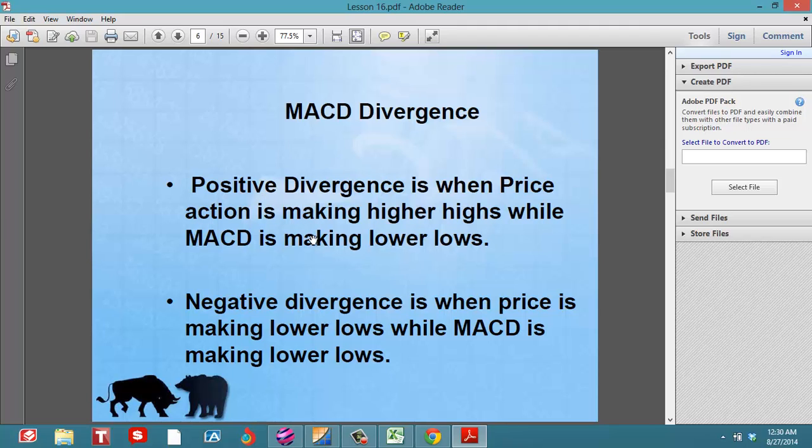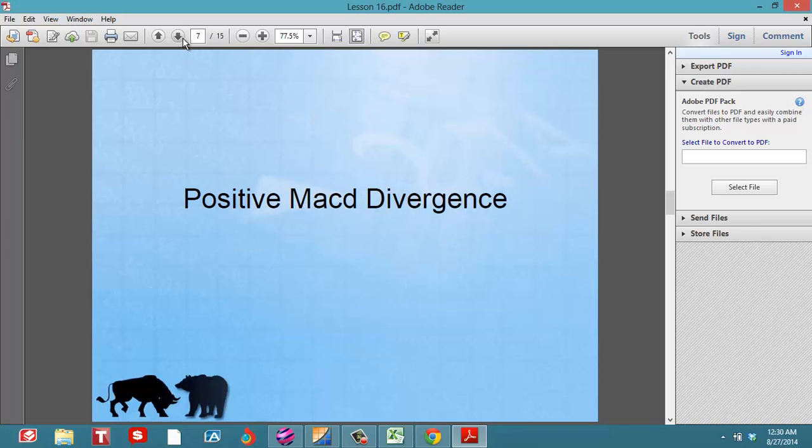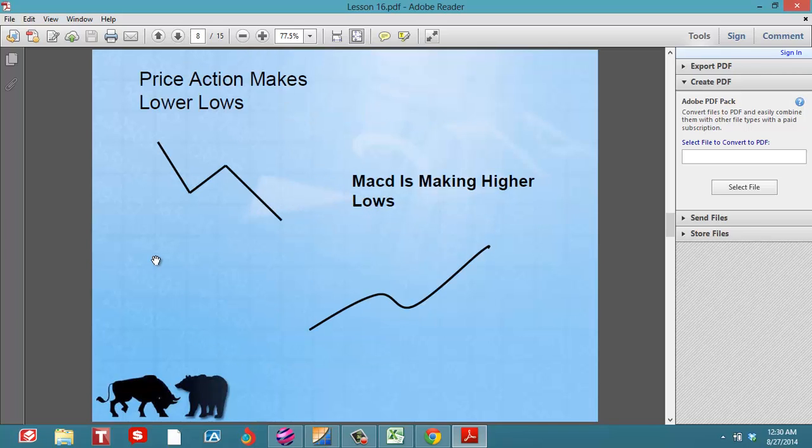Now, positive divergence is when the price is making higher highs and the MACD is making lower lows. And negative divergence is when the price is making lower lows and the MACD is making higher lows. Okay, so positive divergence, price is going down, and this is the scan that we're going to do for these seasonal calls. So price is going down, but the MACD has started to head up. That's the divergence. One's going down, the other is heading up.